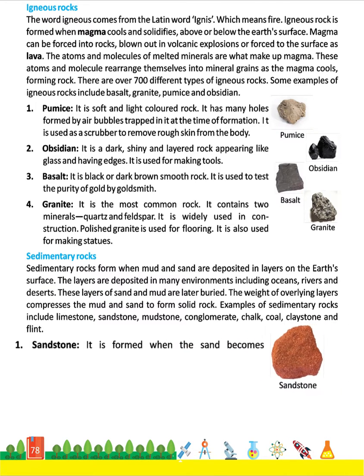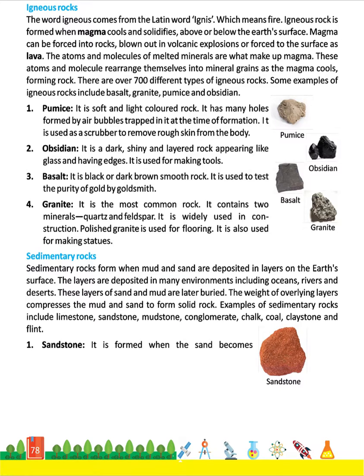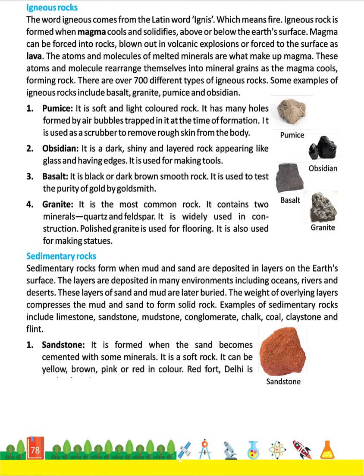1. Sandstone. It is formed when the sand becomes cemented with some minerals. It is a soft rock. It can be yellow, brown, pink or red in color. Red Fort, Delhi is made of sandstone.